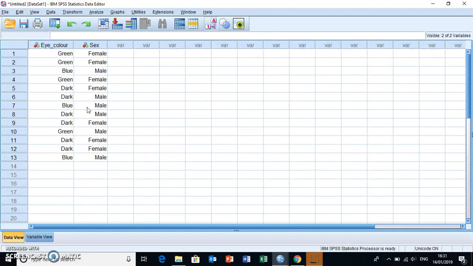So in this case, we're interested in whether being a female makes it more likely for you to have green eyes or blue eyes or dark eyes, or being a male makes it more likely for you to have one of these eye colors. Okay.